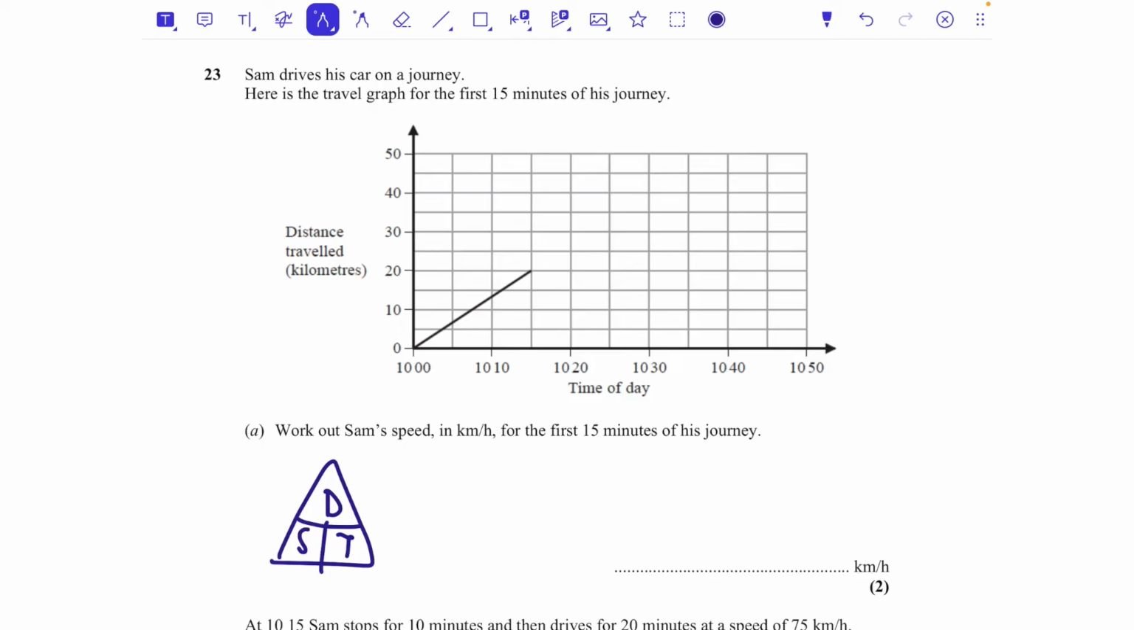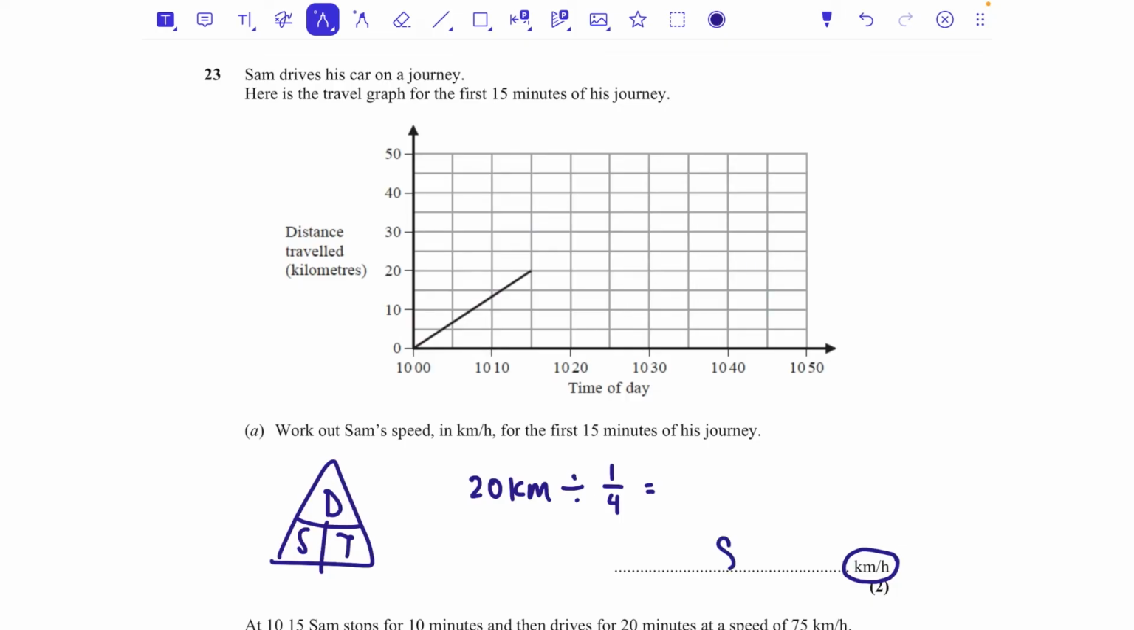So in the first 15 minutes, that's the line that's drawn there, he travelled 20 kilometres. And we're going to divide that by the time, which is 15 minutes. Now, if you do 20 divided by 15, it's not going to get you your speed in kilometres per hour. It's going to get you your speed in kilometres per minute. So you can do it that way if you want. I personally would rather divide by a quarter because 15 minutes is a quarter of an hour. Okay, so 20 divided by a quarter is going to get you 80.